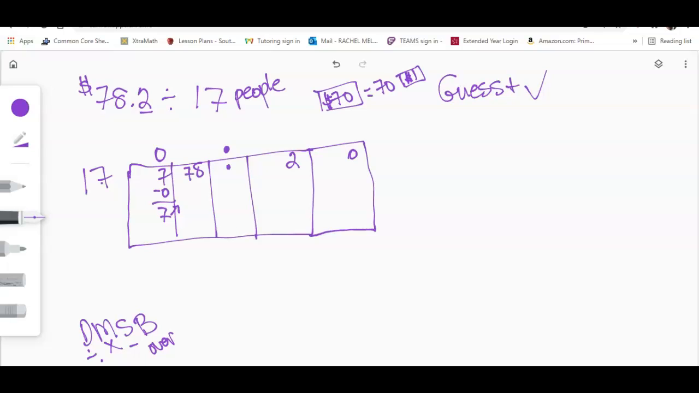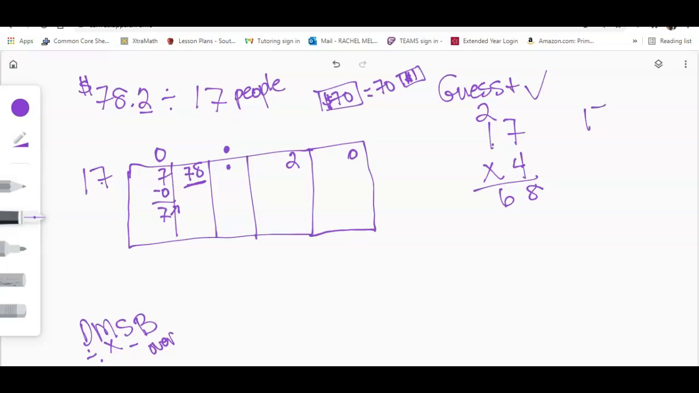So now I have my $70 in $1 bills plus my $8 in $1 bills that I had before. So now that I have 78 $1 bills, I need to find out how much I can give to those 17 people. So here I'm going to use my guess and check. I want to try 4 groups. I'm going to see if 4 groups, $4 for each person, would get me to 78. So 4 times 7 is 28. 4 times 1 is 4, plus 2 is 6. Oh, that gets me pretty close, doesn't it?